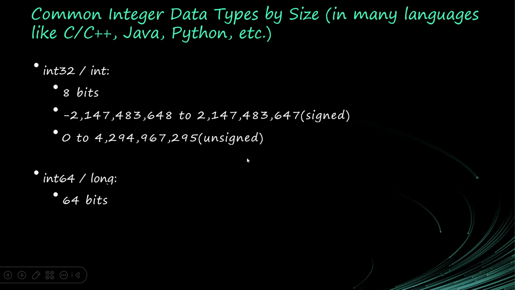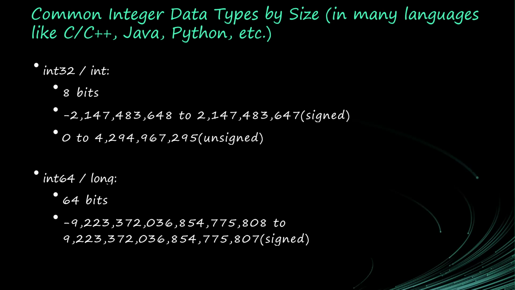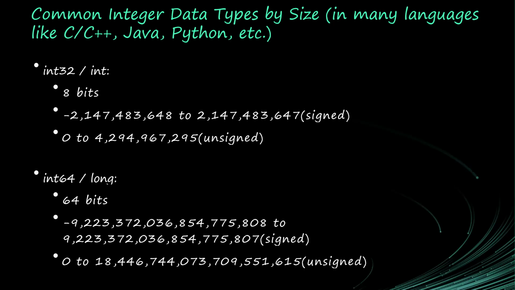We also have the int 64, which is the long. It uses 64 bits to represent integers. The range is massive. So in case you're calculating the population of the whole world, you can actually use long.